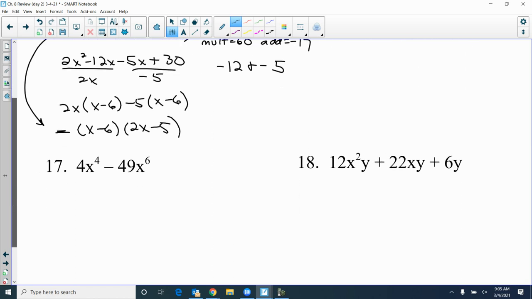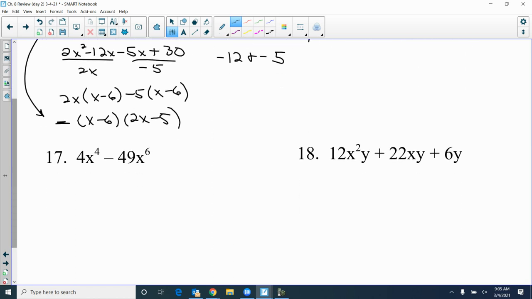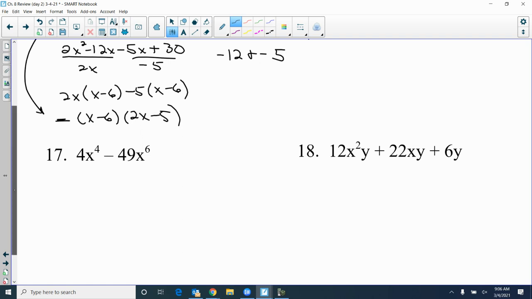So you can get one right. So for this one here, it does have a GCF. Hanan, what do you think the GCF is for 17? What do they have in common? Yeah, just x to the fourth. You don't have to have a number every time. X to the fourth is a GCF.